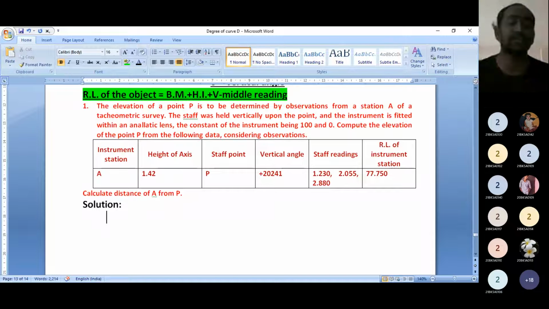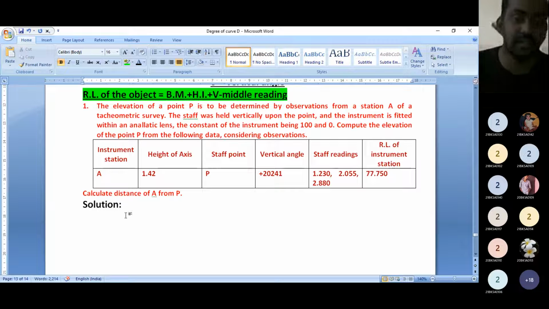Okay now. So from this what are you understanding? P is the object point or object station. At P, if P is the object station, what we have to do? We have to place a leveling staff at P. And A is the instrument station. Instrument means tacheometer. It means that A is the point where we set up the instrument. So at A we set up the instrument and at P we set up the leveling staff.